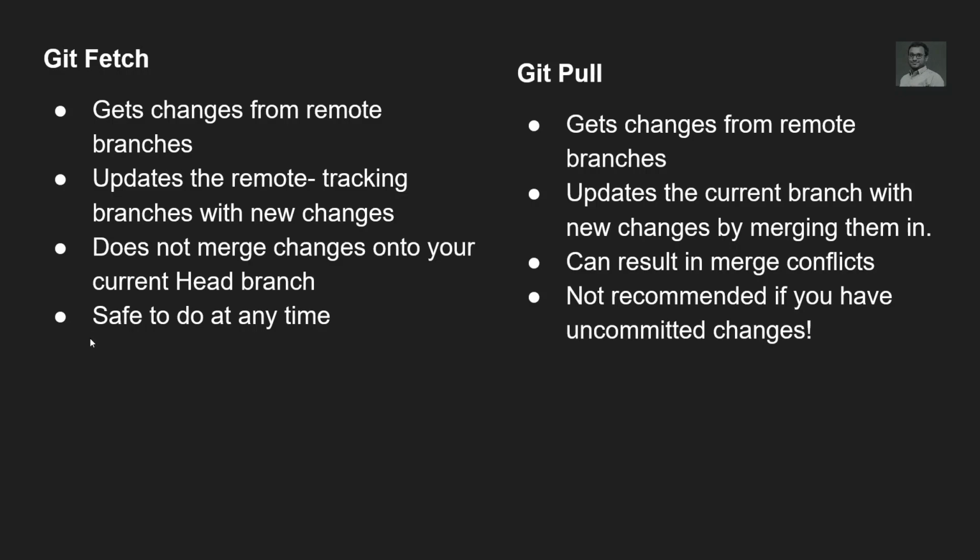And git fetch is always safe to do at any time. It is safer, so there is no need to worry about it. You can do git fetch all the time. But git pull is not recommended if you have uncommitted changes. Why? Because it may raise conflicts, and there may be a loss of data, meaning your local data may be lost. So this is the main difference between git fetch and git pull.